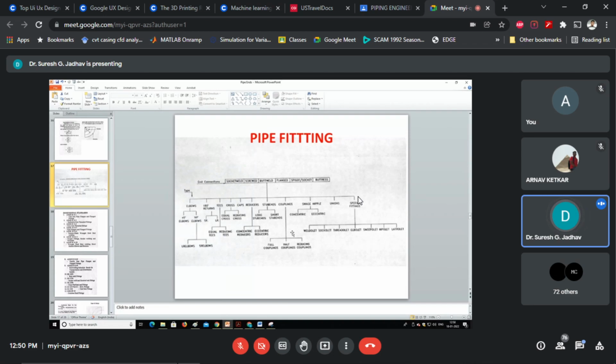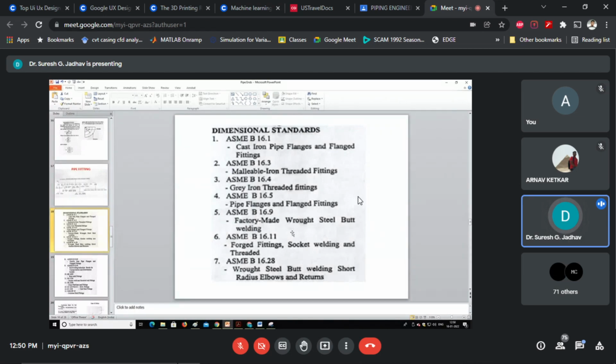They are quite similar to reducers, like concentric reducers and eccentric reducers. And the next component is unions. And the next one is special fittings. The special fittings are weldolets, socolets, thredolet, elbolet, sweepolet, nipolet, and latrolets. We'll see one by one all kinds of fittings, their line diagrams, and where we are using all kinds of pipe fittings. Now we'll see the dimensional standards.